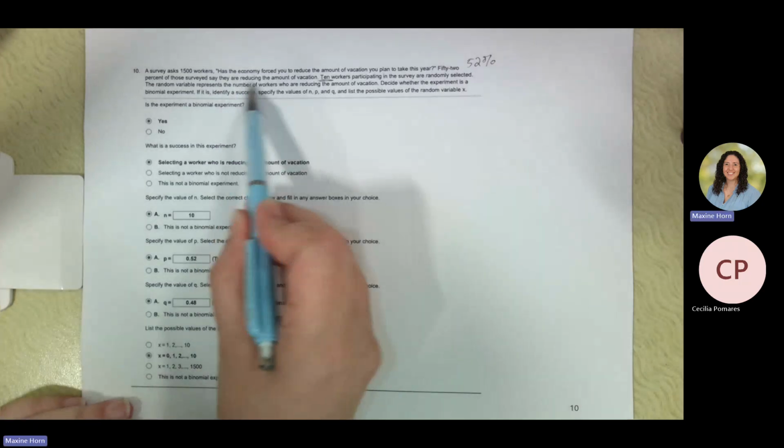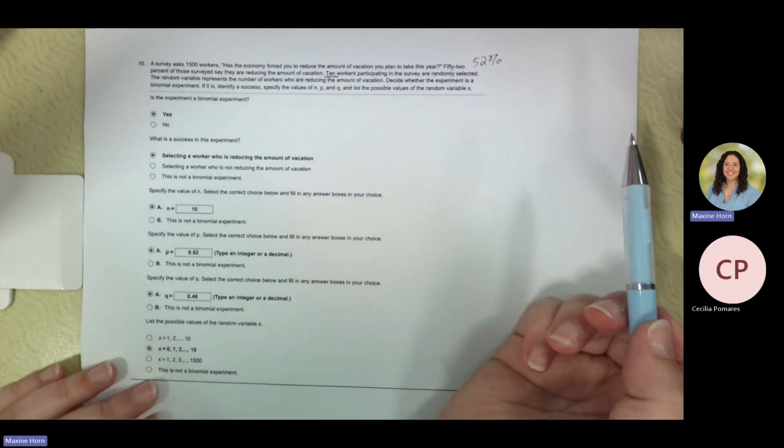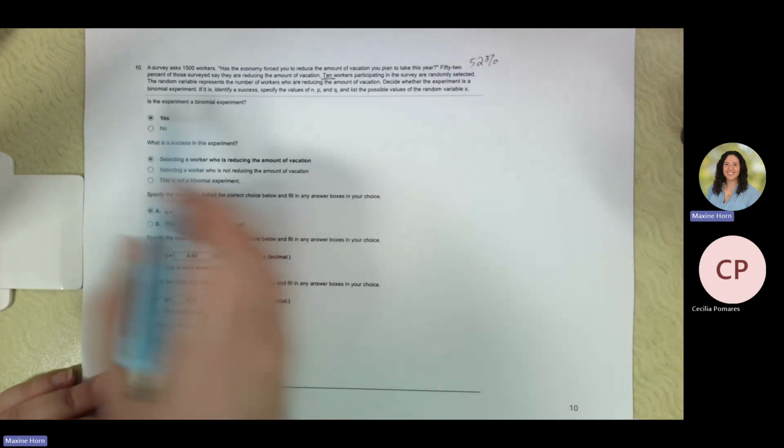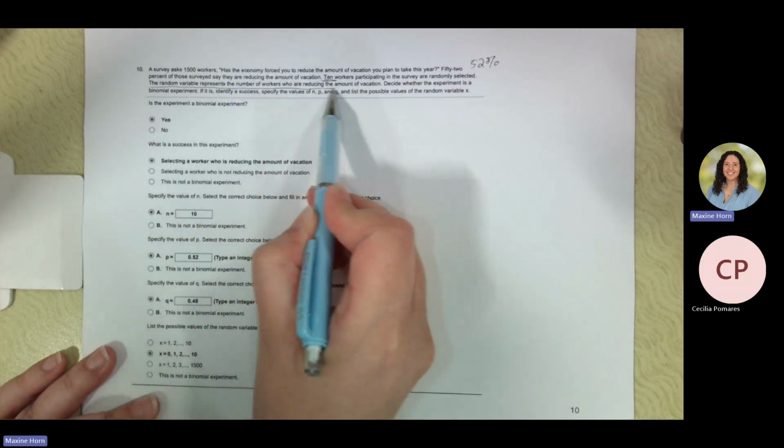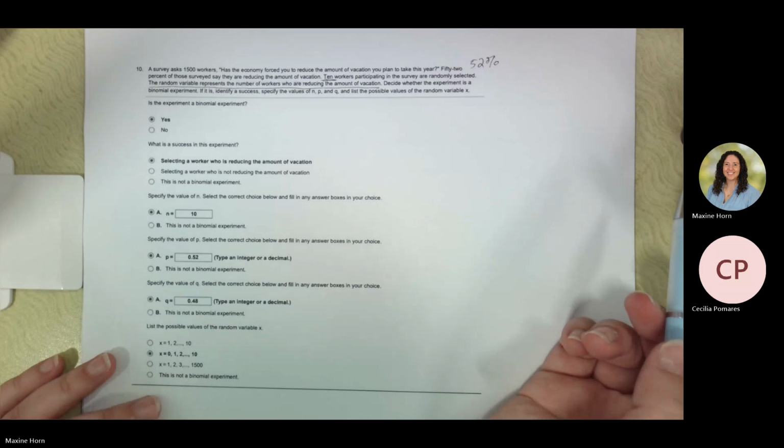So that means that yes, it is a binomial experiment. Okay, what is a success in this experiment? Again, you just have to make sure that you're reading the problem carefully. They are reducing the amount of vacation. Or I'm sorry, here specifically it says the random variable represents the number of workers who are reducing the amount of vacation. Okay, so that's the success.